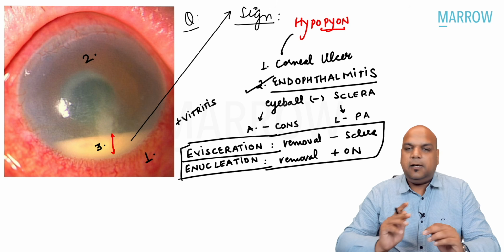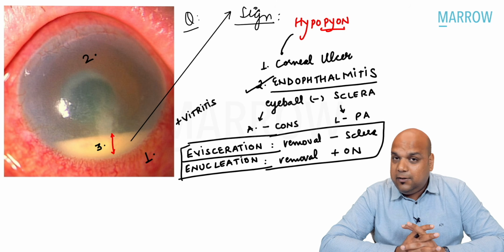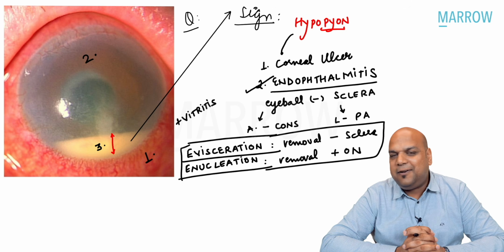Right, guys? I hope we are pretty clear about this. So that is why evisceration is done in endophthalmitis and not enucleation, but enucleation is done in retinoblastoma and not evisceration. All right, everyone, are we clear about this?